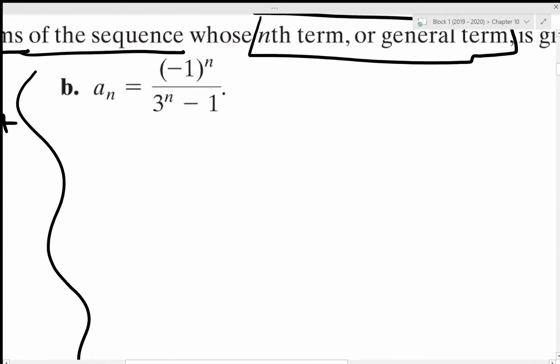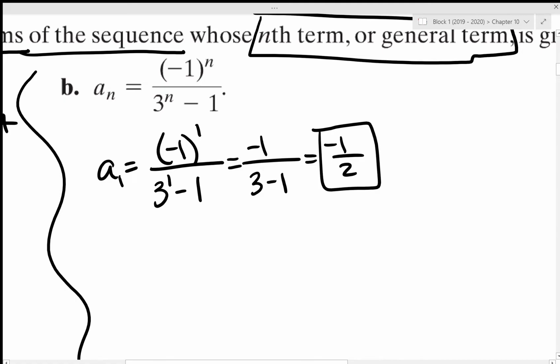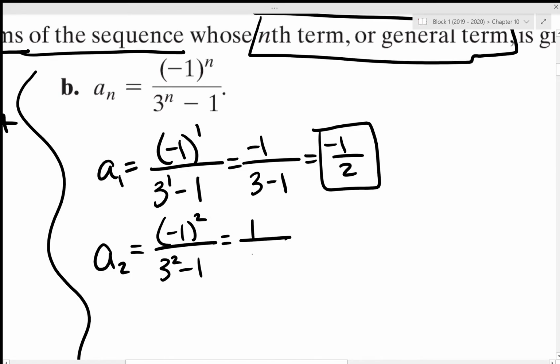For this next one, first 4 terms, right? So A of 1, remember, it's just following PEMDAS. So it's negative 1 to the n, which is the first power, over 3 to the first minus 1. Negative 1 to the first is negative 1. 3 to the first is 3, minus 1. 3 minus 1 is 2. So we get negative 1/2. A of 2, negative 1 squared over 3 squared minus 1. So it's positive 1 over 9 minus 1, which is 1/8.